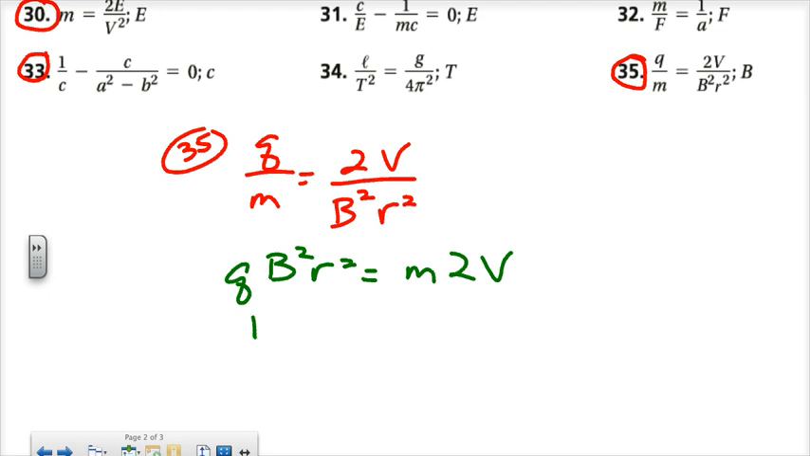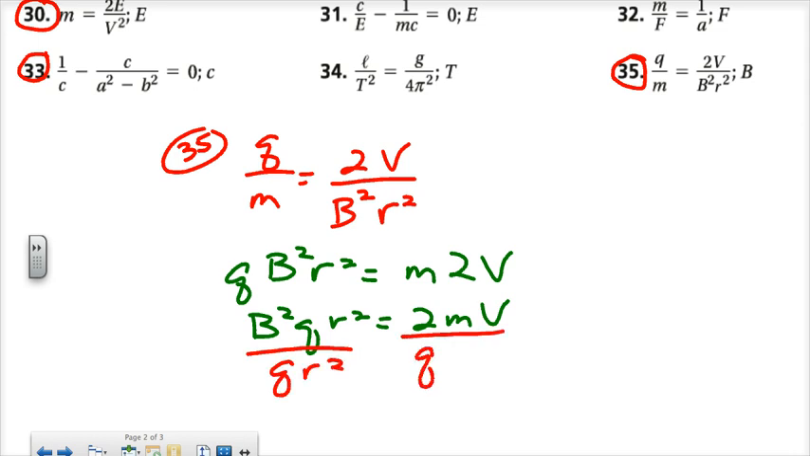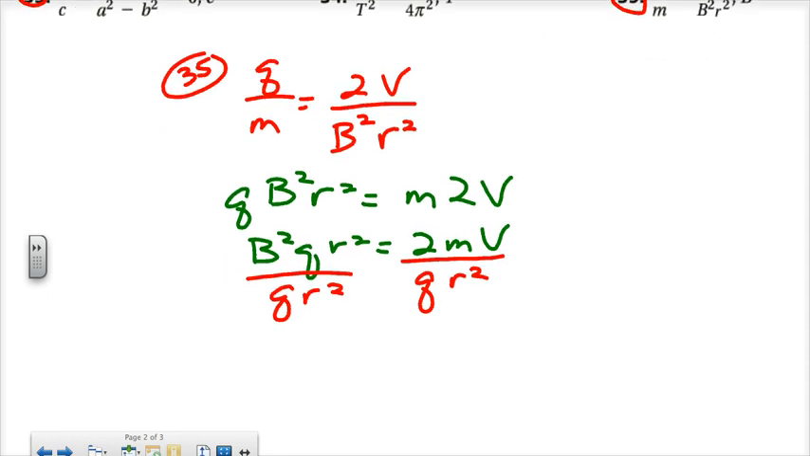Now, just rearranging this so that it's a little bit nicer would be b squared q r squared equals 2mv. We can do that because multiplication is commutative. 3 times 4 is the same thing as 4 times 3. Now, the next thing would be to get that b all by itself. Well, first we have to get rid of the q and the r squared, and that means we're going to have to divide by qr squared. And that will give us b squared equals 2mv over qr squared.